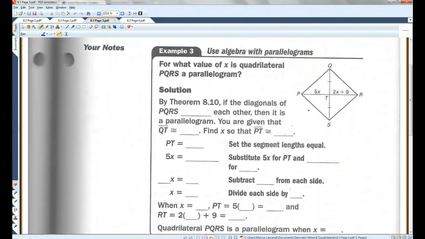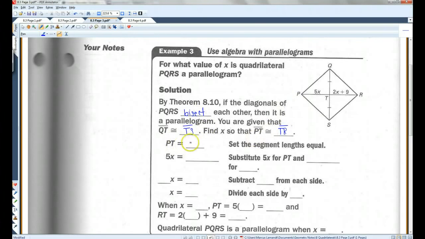Alright, page 3. For what value of x is quadrilateral PQRS a parallelogram? So, they want to know, what does x have to be for this to be a parallelogram? By theorem 8.10, if the diagonals of PQRS bisect each other, then it's a parallelogram. You're given that QT is congruent to TS. You need to find x so that PT is congruent to TR. Because if you already know that this is congruent to this, if this is also congruent to this, then they bisect each other, which makes this a parallelogram.